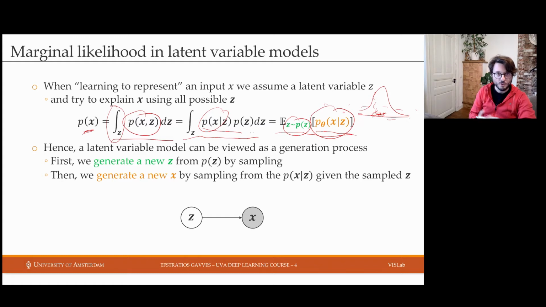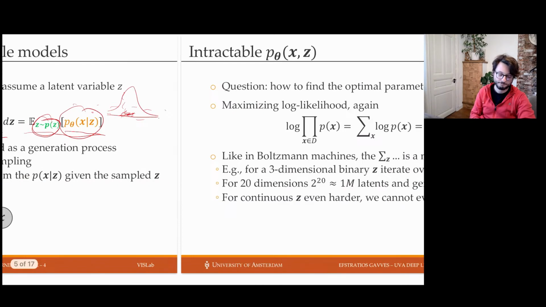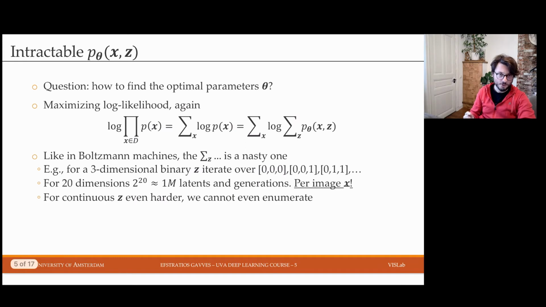A latent variable model can also be viewed as a generation model, so a generation process. First, we generate a new sample, in our expectation from the prior. And then, given this sample, we can generate a new observation point, x. Unfortunately, the joint likelihood is not always tractable, or, well, anyways, it can be hard to compute.